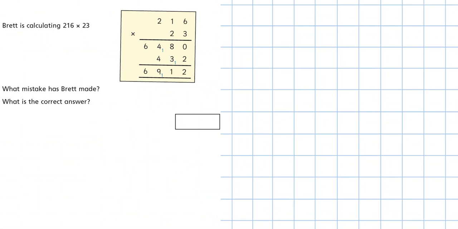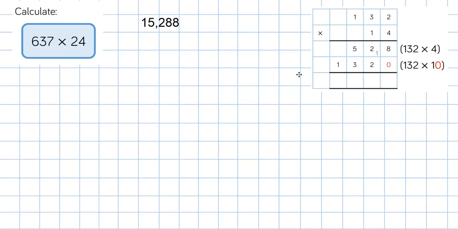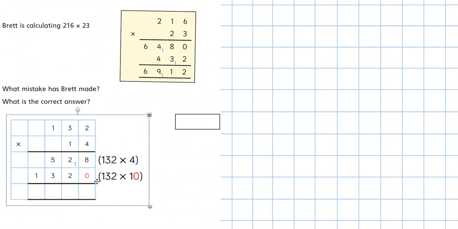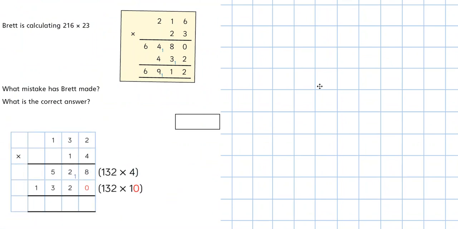Now, we've got to spot a mistake here. It says, Brett is calculating 216 times 23. What mistake has Brett made? What is the correct answer? Now, for people who might need a little bit of extra help, let's just copy our model down here so we can see it. Here it is. So pause the video and have a go. Write down the calculation and compare it with Brett's. See if you can work out his mistake and can you work out what the correct answer should be. Pause the video and have a go.